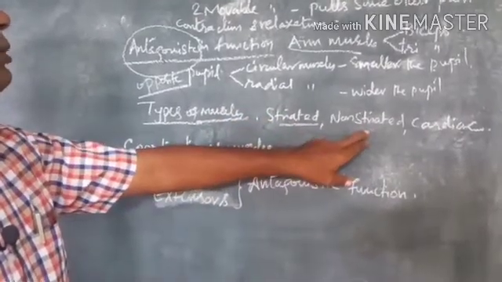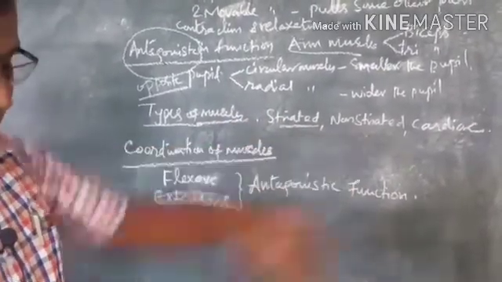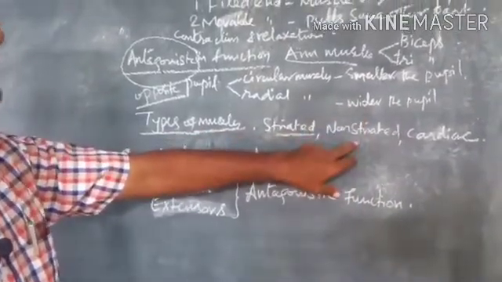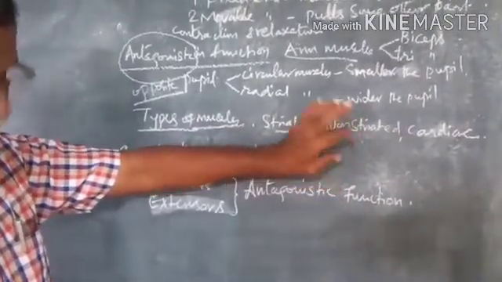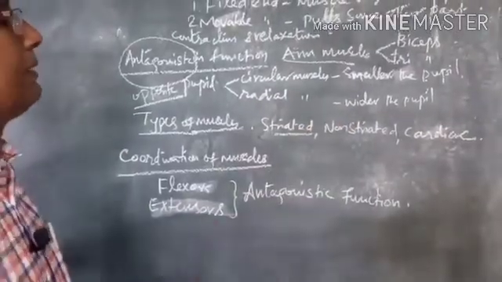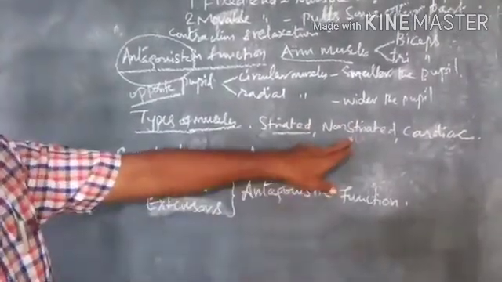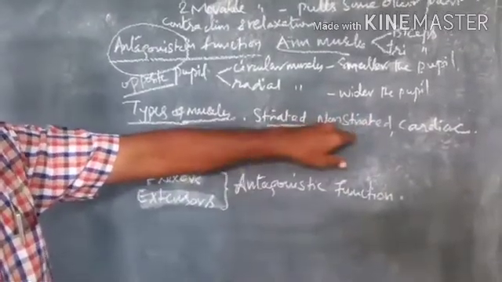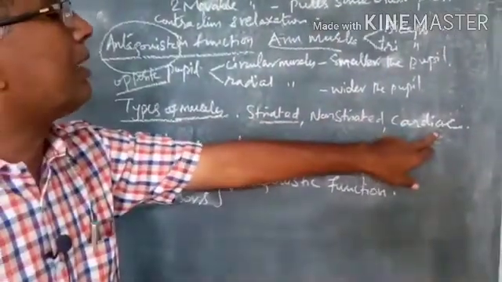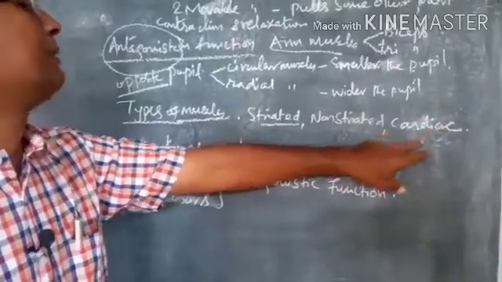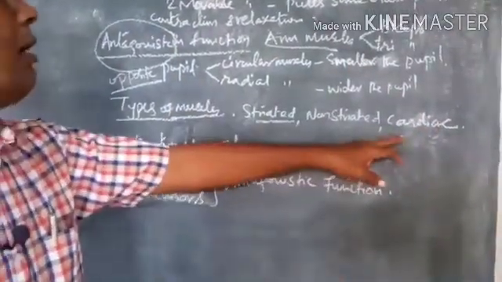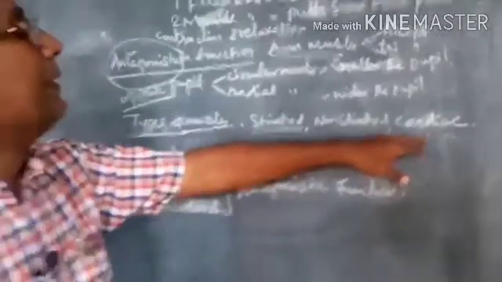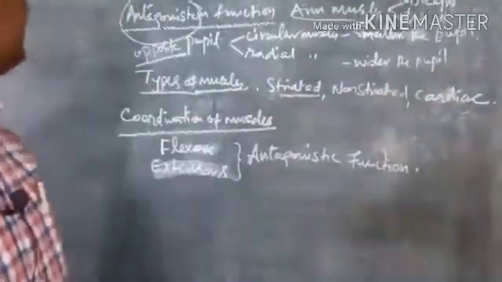Then non-striated, that is smooth muscles. Non-striated, smooth or involuntary muscles. These are attached to soft parts of the body like blood vessels, liver, etc. These are not under the control of our willpower. It is involuntary in function. Then the third one is cardiac muscles, which are specialized muscles present only in the heart. They have an inherent property. That's why cardiac muscles are called specialized muscles.